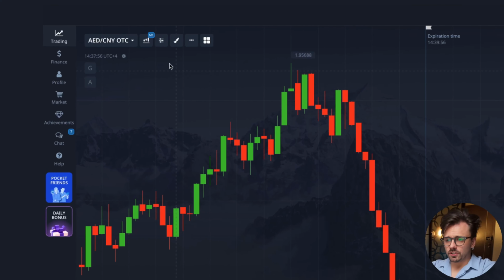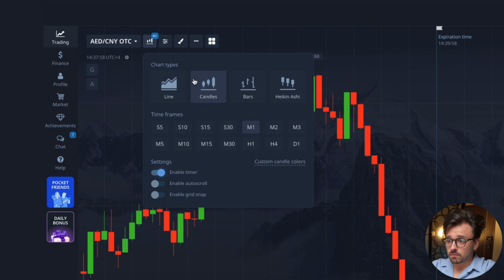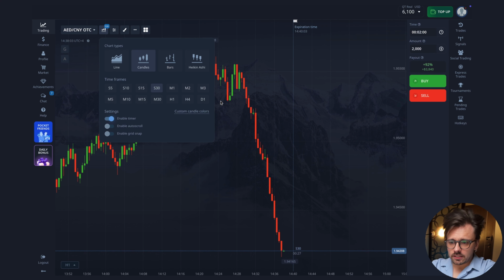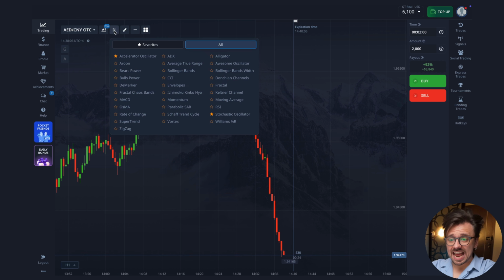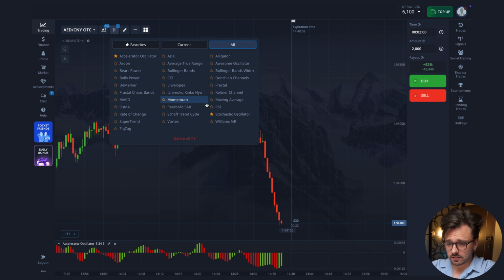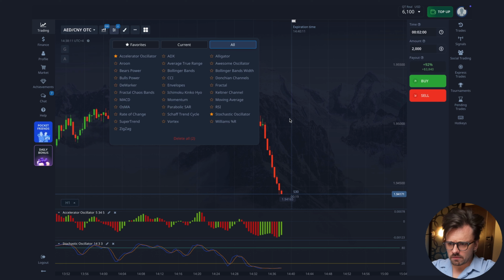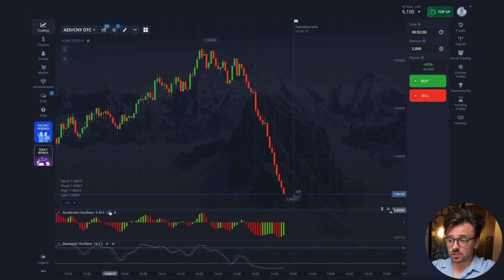So one of the most important steps to successful trading is properly setting up your platform. Chart type candlestick, time frame 30 seconds, indicators: accelerator oscillator and stochastic oscillator. Together they give great entry points, confirm momentum strength, and help reduce false signals.